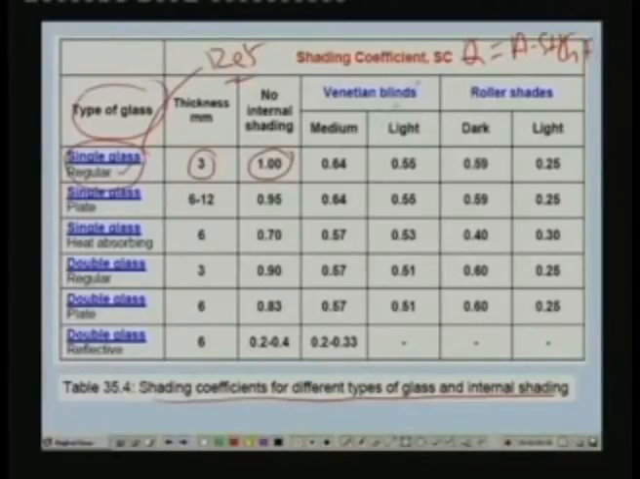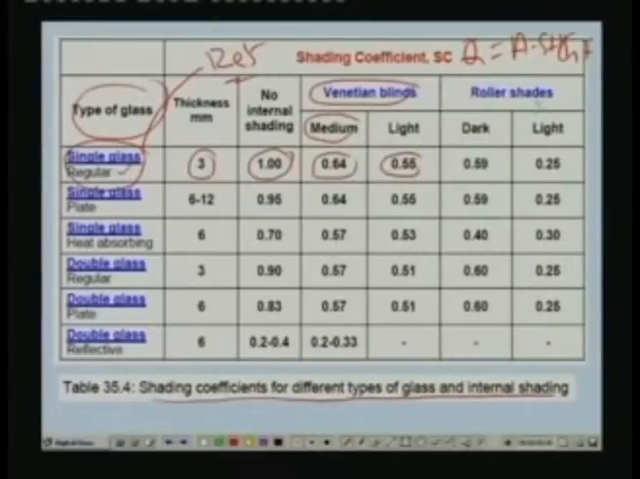However, if you are using an internal shading device, for example Venetian blinds, and the Venetian blinds are of medium type, you find that the shading coefficient reduces to 0.64, and if you are using light Venetian blinds, then the shading coefficient becomes 0.55.